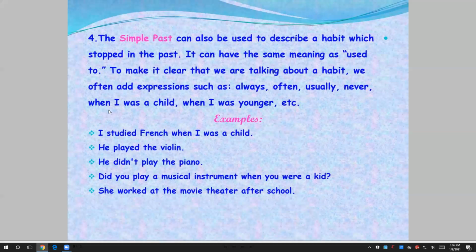So simple past tense can also be used to describe a habit which stopped in the past. So, you had a habit in the past and then you don't have that habit any longer, okay? So some of the examples could be, I studied French when I was a child.